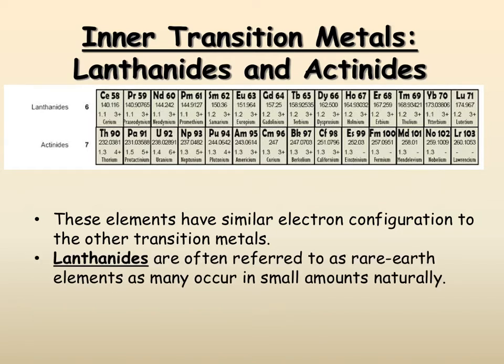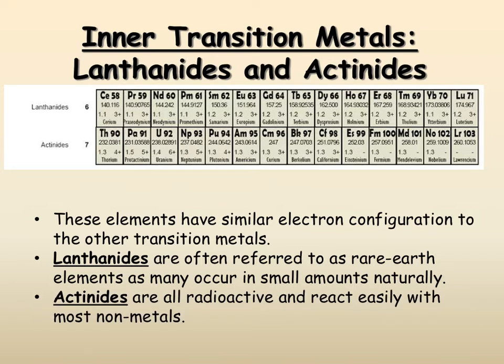Lanthanides are often referred to as rare earth elements or sometimes the heavy metals. And that is because a lot of them occur on Earth naturally in small amounts. Most of the time they're created through nuclear reactions with a combination of other elements. Actinides are different from all the other transition metals in the sense that they are all radioactive and react very easily with nonmetals. Okay, so they are still transition metals. They're just separated because they have some unique properties to their own period versus the rest of the transition metals.